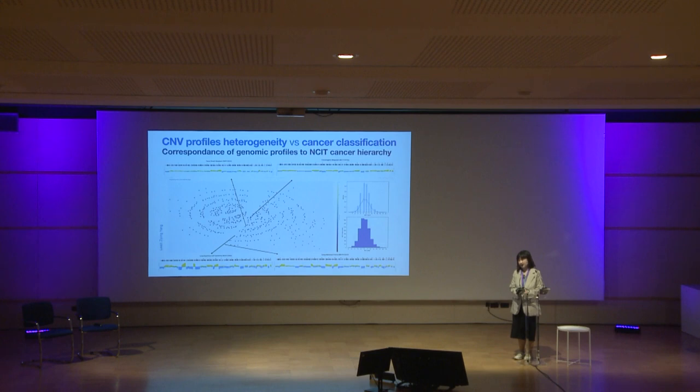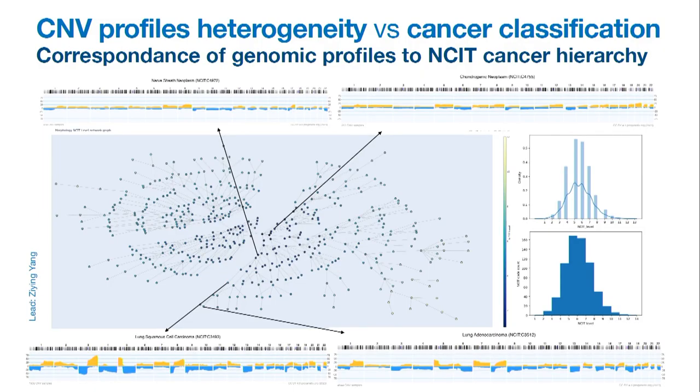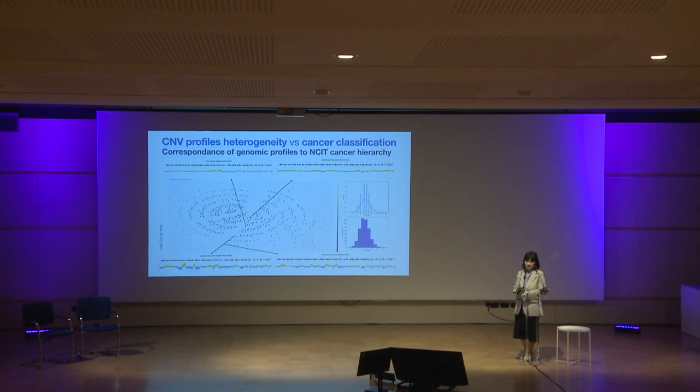Based on the Progenetix database, we use the CNV profiles of this large database to analyze cancer types and the relationships between cancer types and their underlying genomic features. For instance, we want to explore how genetic profile heterogeneity relates to disease classifications. One of the approaches is indicated here: the NCIt hierarchy provides the scaffold for the statistics of CNV heterogeneity depending on the place in the NCIt hierarchical system.